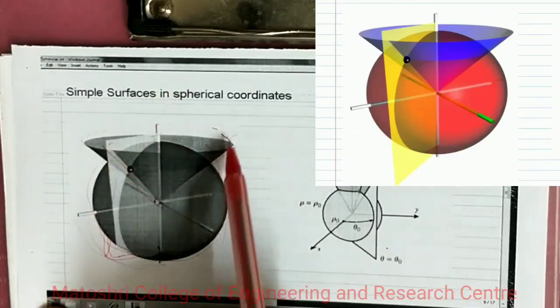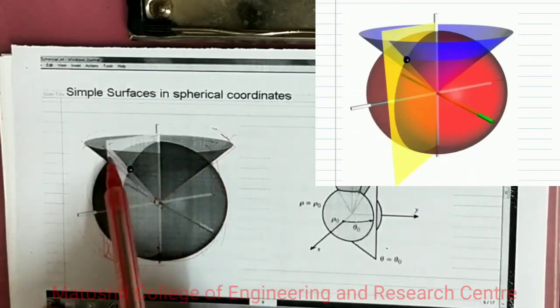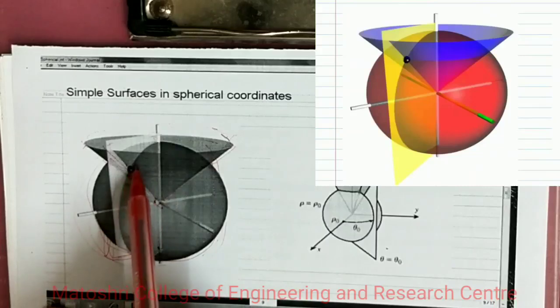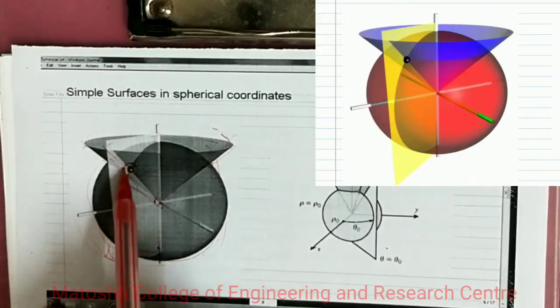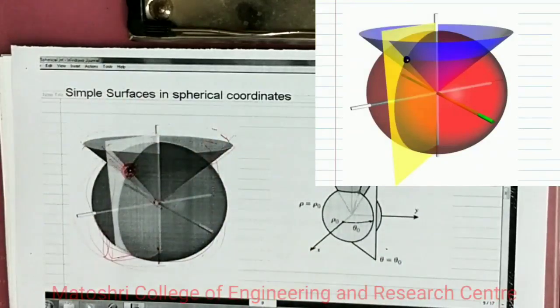Now when you say the sphere and a cone, the intersection is nothing but a circle over here, and when you consider the intersection of the third plane, all these 3 surfaces are going to meet at a single point, that is the location of the point P in a spherical coordinate system.